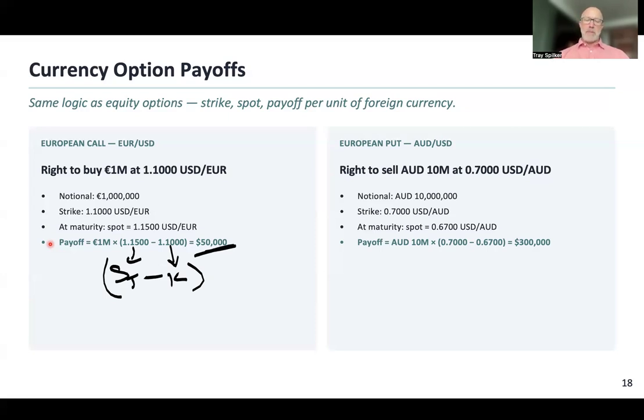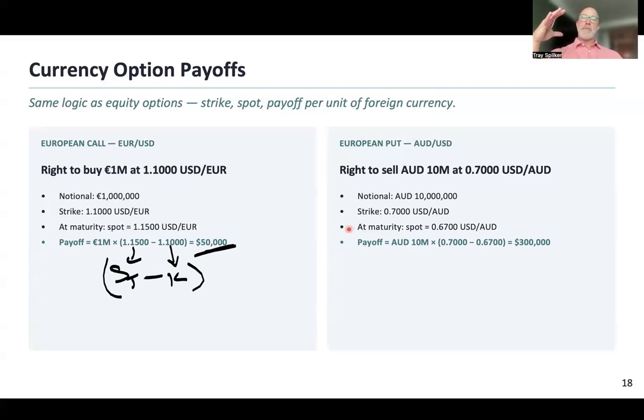If we take a look at the European put example here, we're looking at the Australian dollar versus the US dollar. This could be an example where you have an Australian export firm that wants to buy 10 million Aussie dollars at a strike price of 70 cents per Aussie dollar, to insure against the Australian dollar getting weaker. So, again, notional principal 10 million Australian dollars, strike price 70 cents US versus 1 Australian dollar.